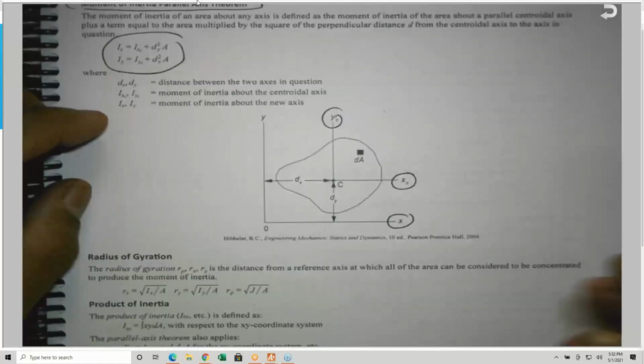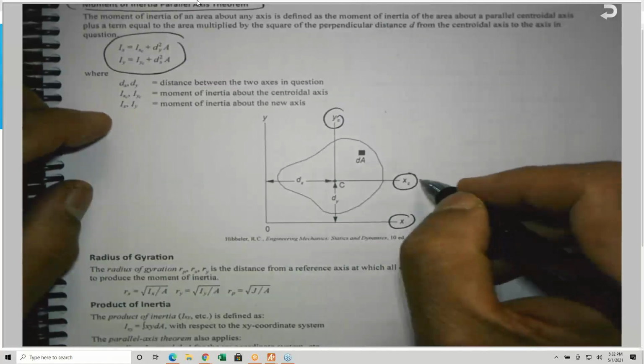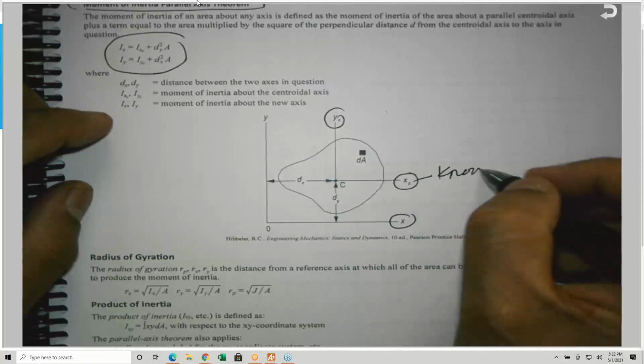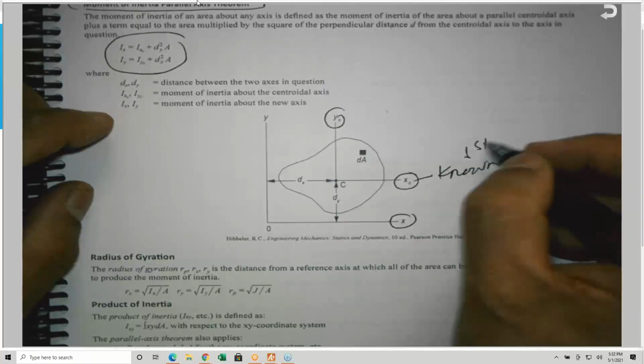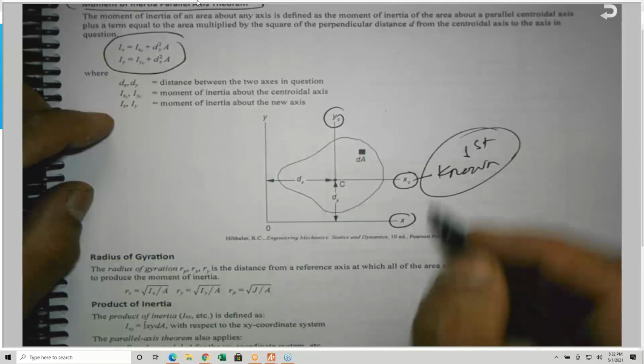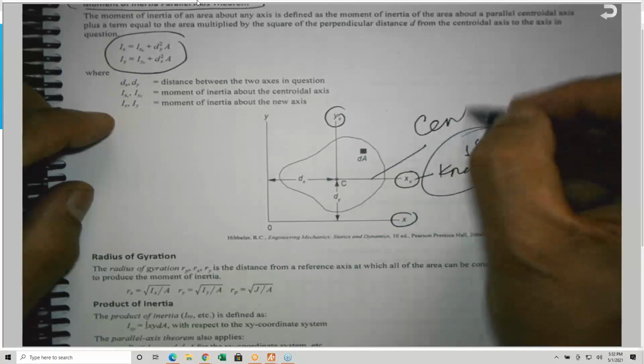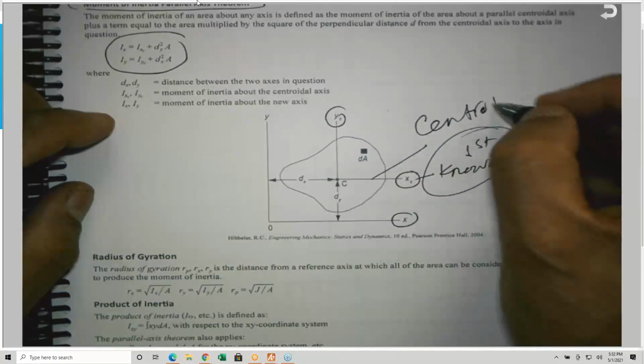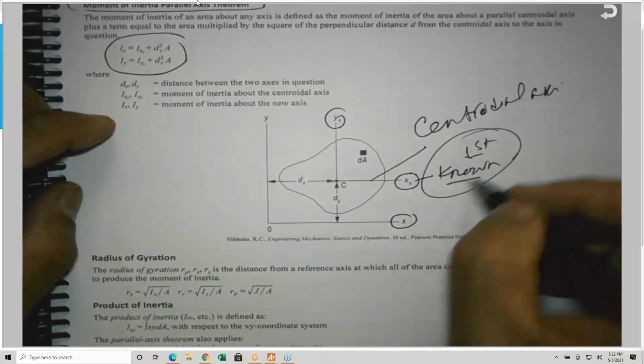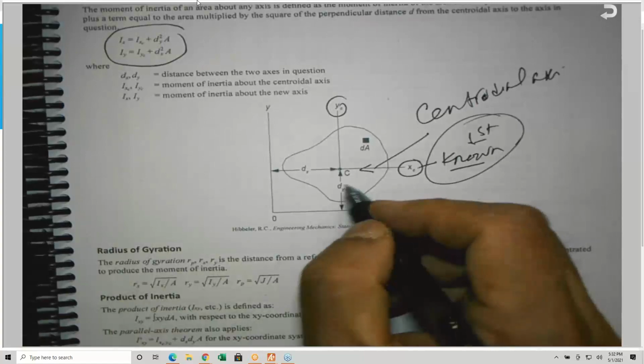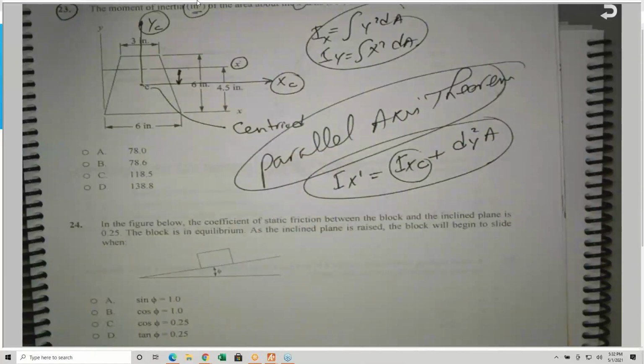There are two requirements here, by the way. If you look at my notes, you'll find there are two requirements. This must be known. This is the first requirement: the moment of inertia about the centroidal axis, this we call the centroidal axis, must be known. The other requirement, these two axes must be parallel, and this is the dimension dy in the equation. So the parallel axis theorem is important, and I need you to be aware of that, okay?